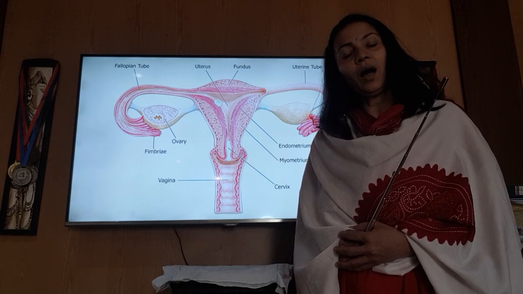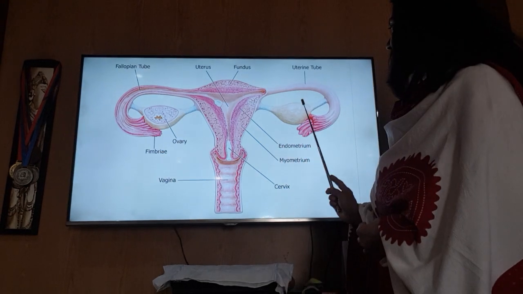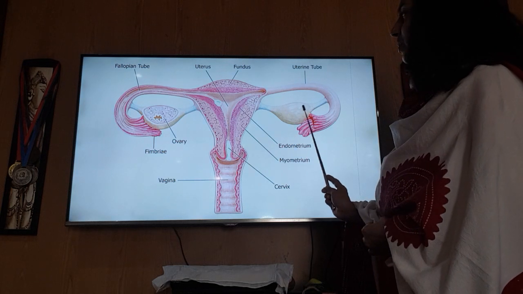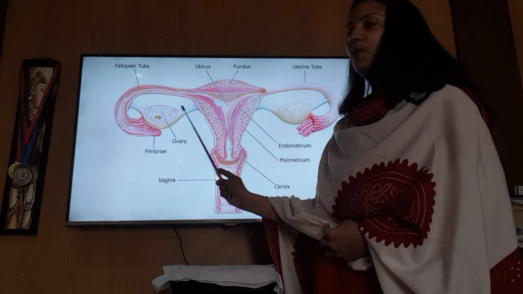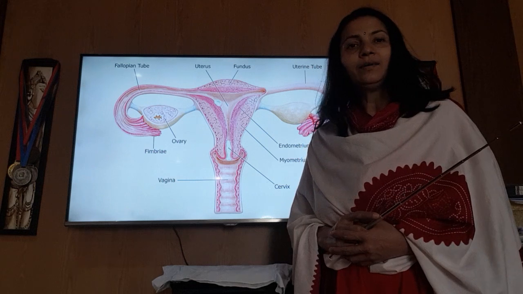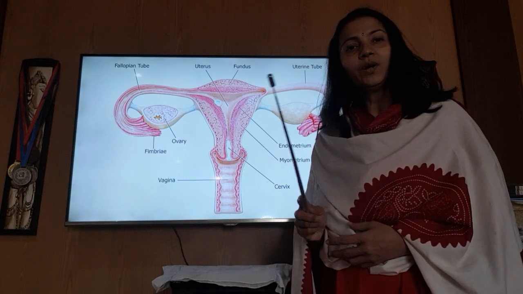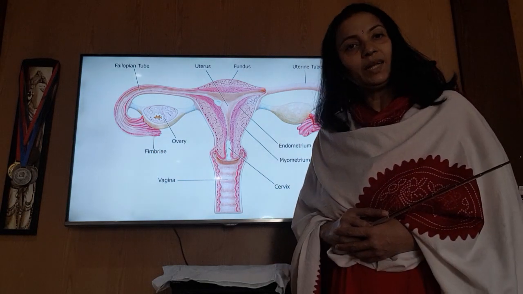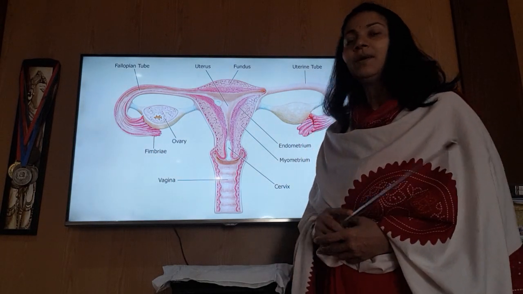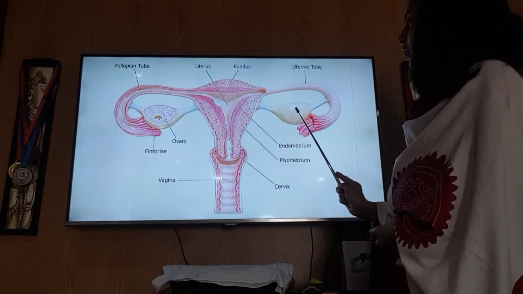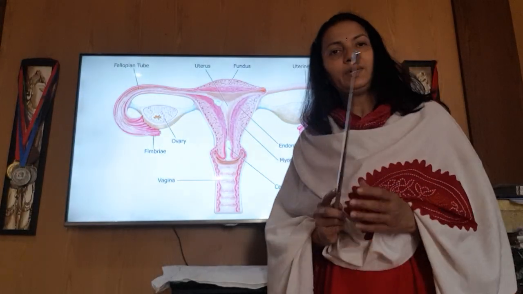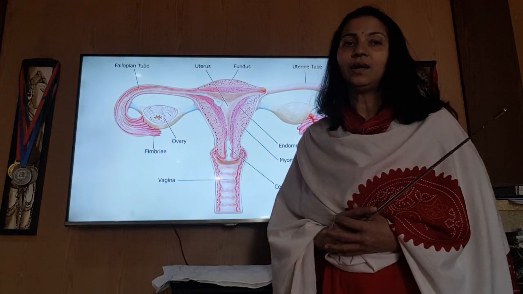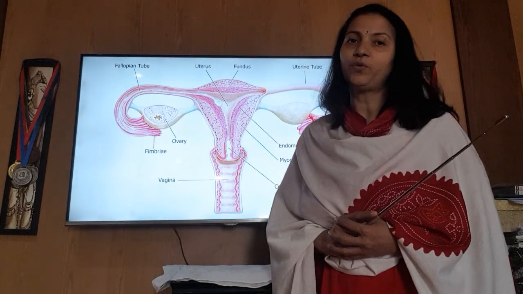It has got upper pole. Now here you will see it is horizontal, isn't it? This is because in nullipara the ovary is vertical. It would be vertically like this. But in multipara woman it is horizontal. So if we take it as we are studying a nullipara ovary.